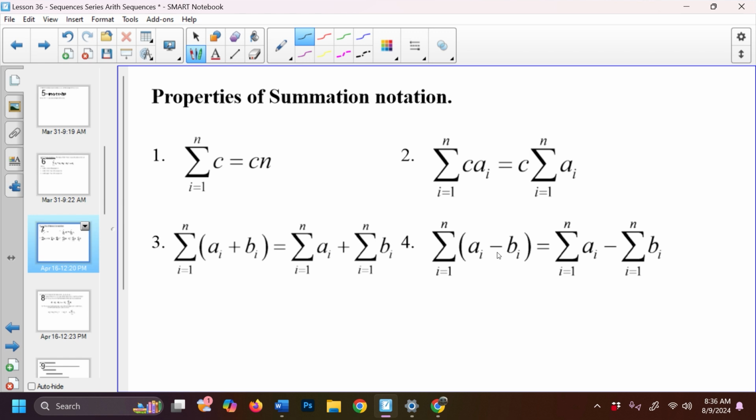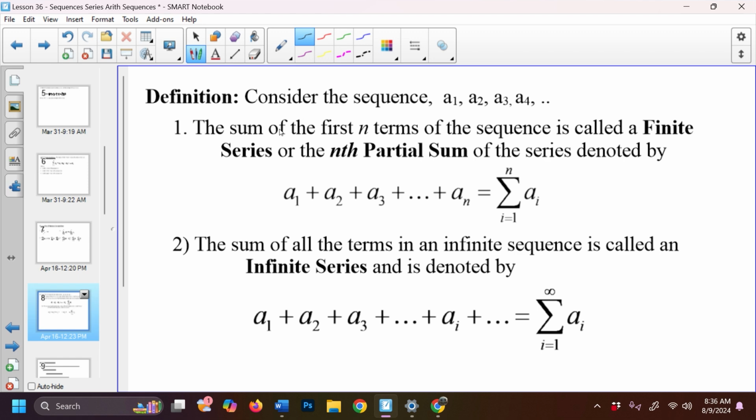Similarly, if you're subtracting, you can do the sum of the first series, do the sum of the second series, and subtract those values. Definition: consider the sequence a sub 1, a sub 2, a sub 3, a sub 4. The sum of the first n terms of the sequence is called a finite series, or an nth partial sum of the series, which can be denoted by a sub 1 plus a sub 2 plus a sub 3 plus dot dot dot all the way up to the nth term.